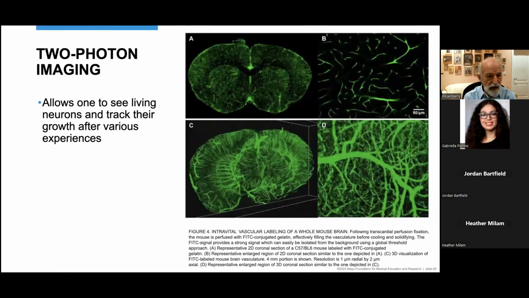Two-photon imaging allows one to see living neurons and track their growth after various experiences. The example of that on the right is where a neuron has been transfected with green fluorescent protein, allowing you to image and, in fact, to focus on various shapes of the brain that you can see microscopically.